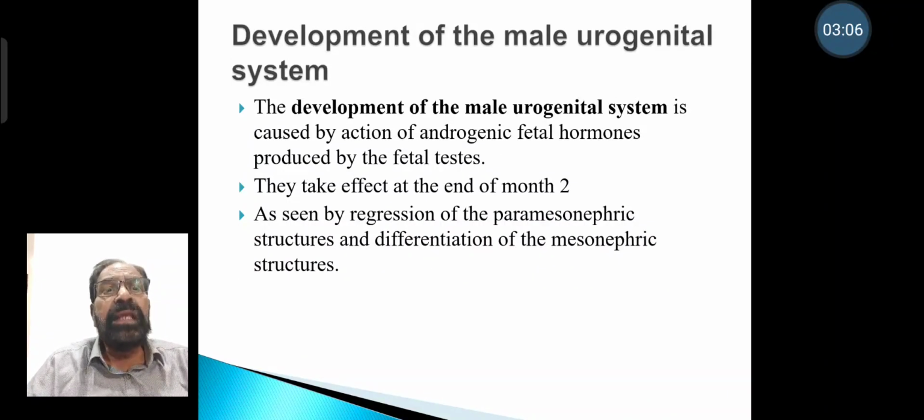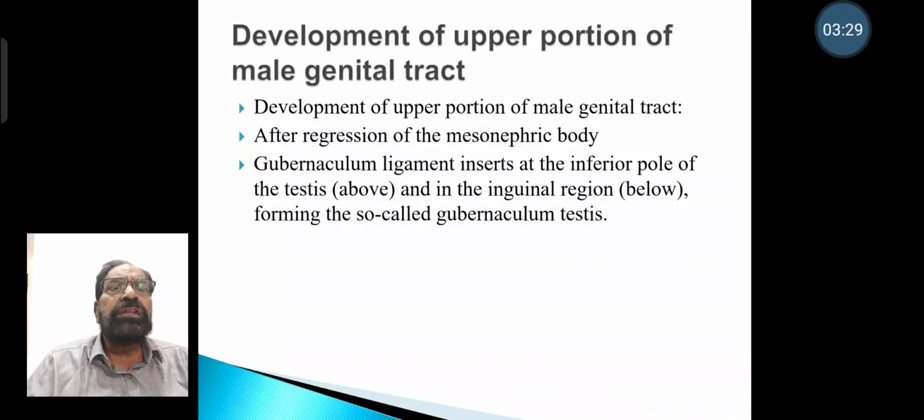The development of a male urogenital system is caused by the action of androgenic fetal hormones produced by fetal testes. They take effect at the end of month 2, as seen by regression of the paramesonephric duct structures and differentiation of the mesonephric structures. Development of the upper portion of the male genital tract occurs after regression of the mesonephric body. Gubernaculum ligament inserts at the inferior pole of the testis, that is the upper connection, and in the inguinal region, that is the lower connection, forming the so-called gubernaculum testis.